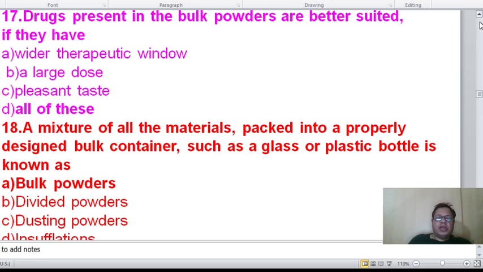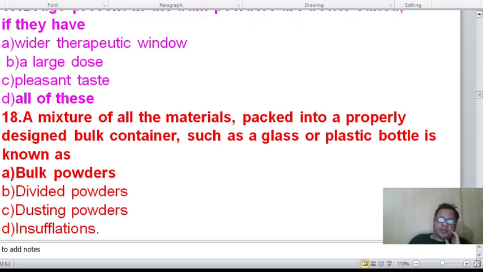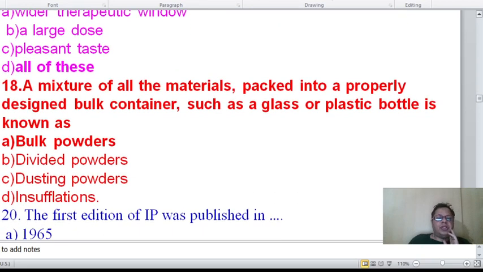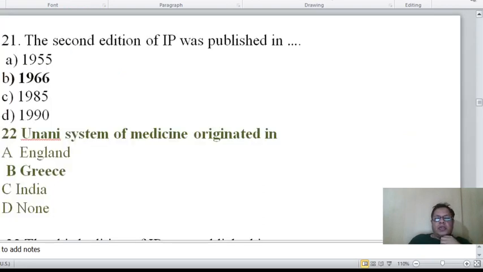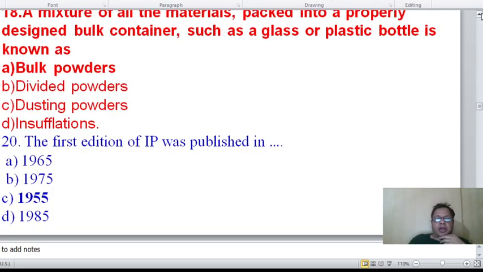Question number 18, a mixture of all the materials packed in a properly designed bulk container such as a glass or plastic bottle is known as bulk powder. For question number 20, the first edition of IP was published in 1955, so the answer for question number 20 is option C.